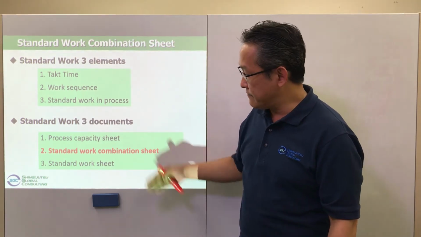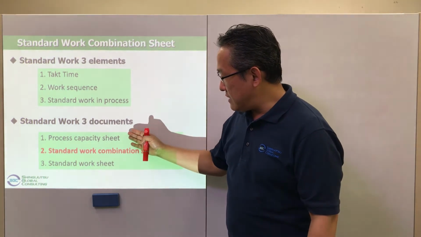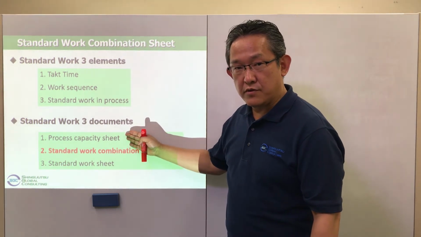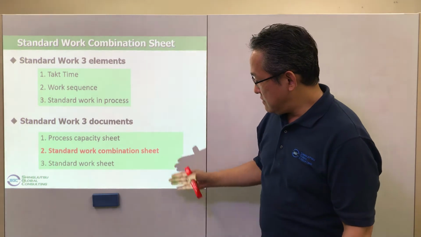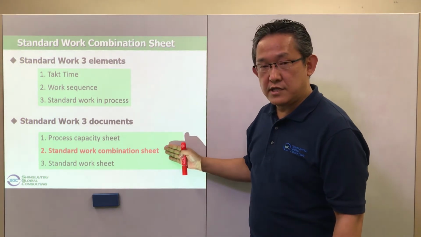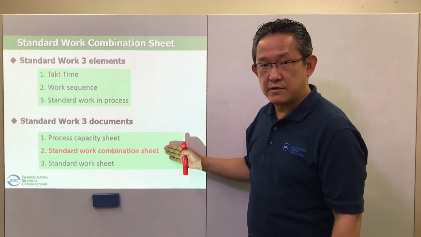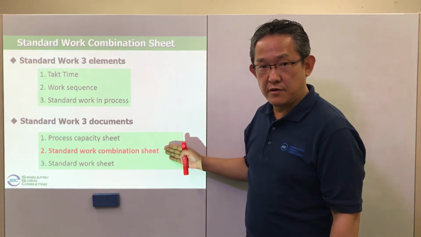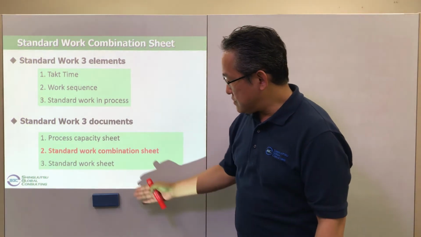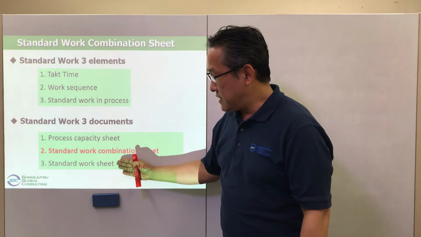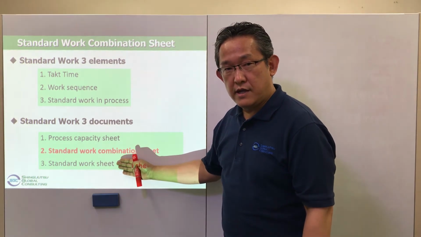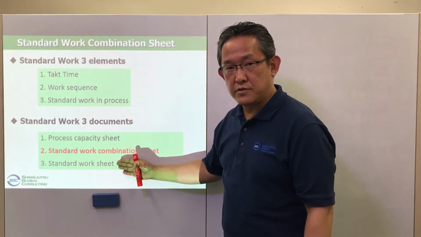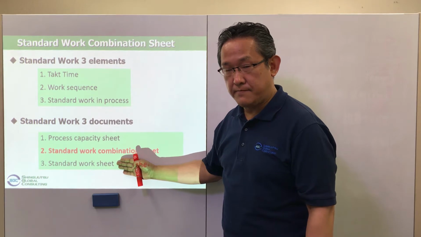The first is the process capacity sheet, showing the equipment's process capacity. The second is the standard work combination sheet, showing the combination of workers and equipment. The third is the standard worksheet, showing the layout and the workers' movements. These are the three parts.